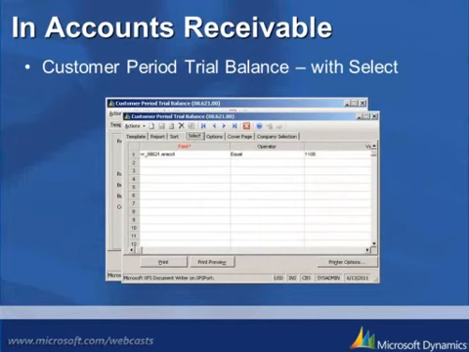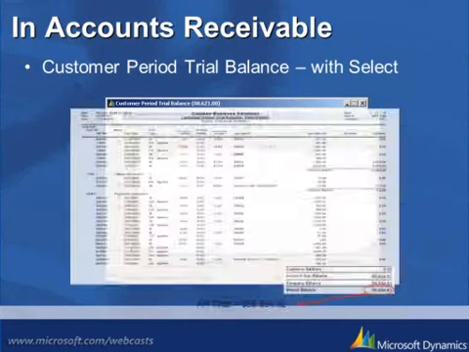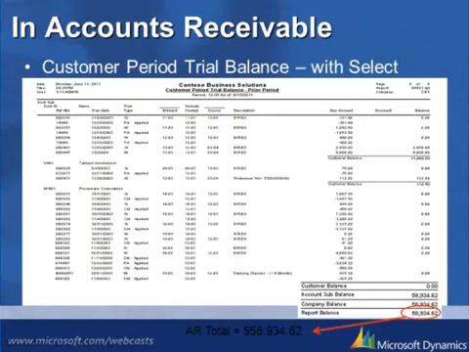Now, dealing with the same report, customer period trial balance, this time, however, we're going to add some select criteria on the report. So I'm restricting it specifically to activity that's hit only my AR account 1100. If I run this report, the balance on the end of the report is $58,934.62. So it's actually different than what we had on the report without the select criteria on it. And we'll touch on what makes up that difference here.